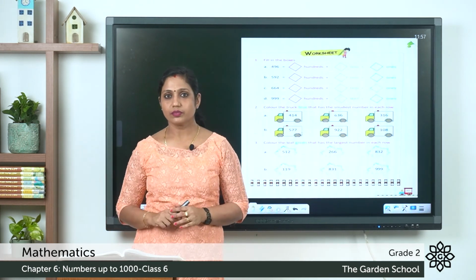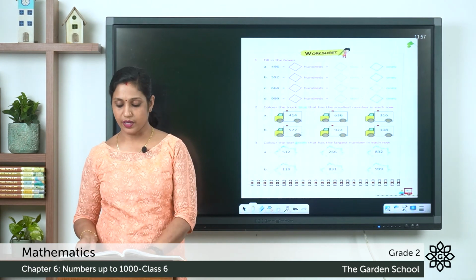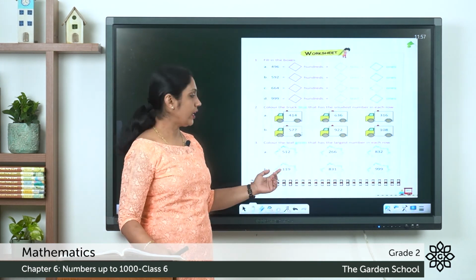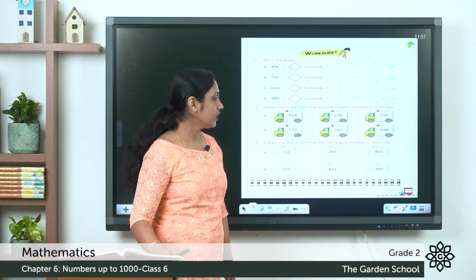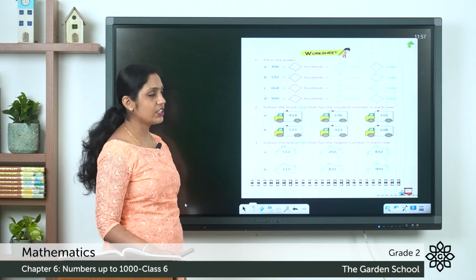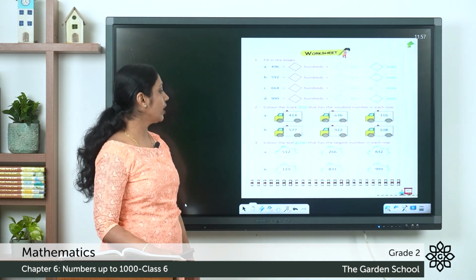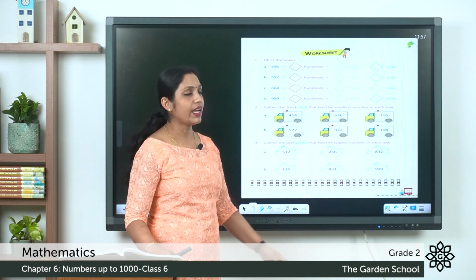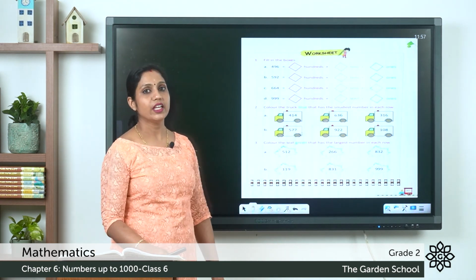Third question, color the leaf green that has the largest number in each row. In the first row you have 512, 266, 832. So find out the largest number and color that leaf green. The second one we have 119, 831 and 999. Find out the largest number and color that leaf green.